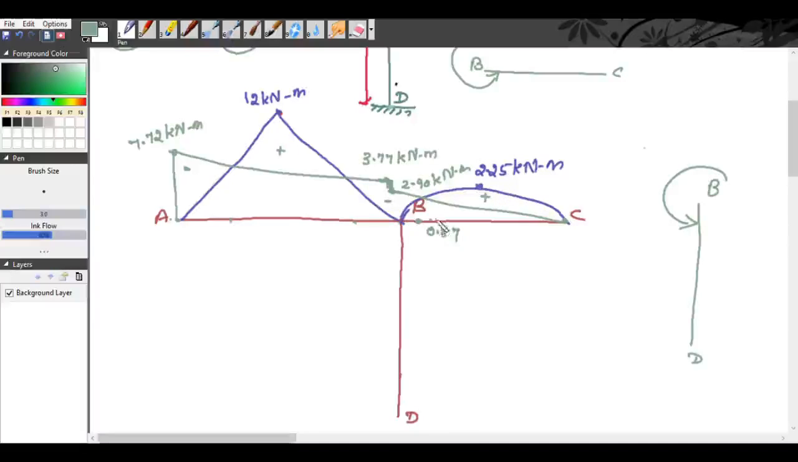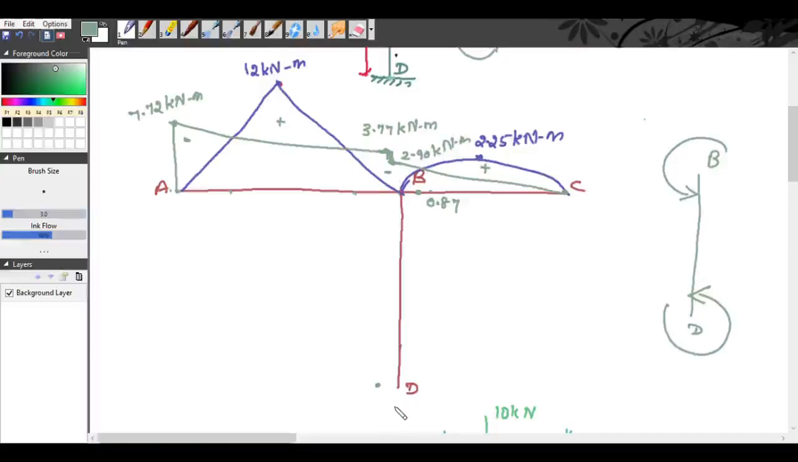0.87. At D, that is MDB is equal to minus 0.44. Again anti-clockwise. Draw an anti-clockwise. It is facing towards the left. The value is minus 0.44. So the value is 0.44 kilonewton meter.